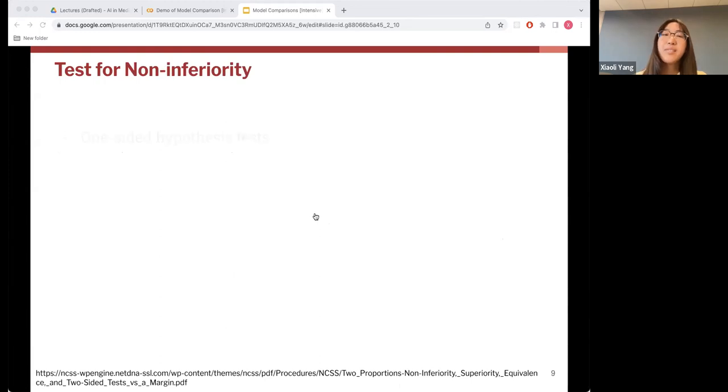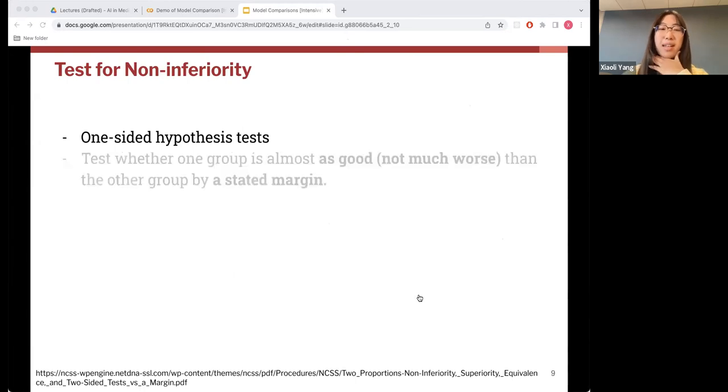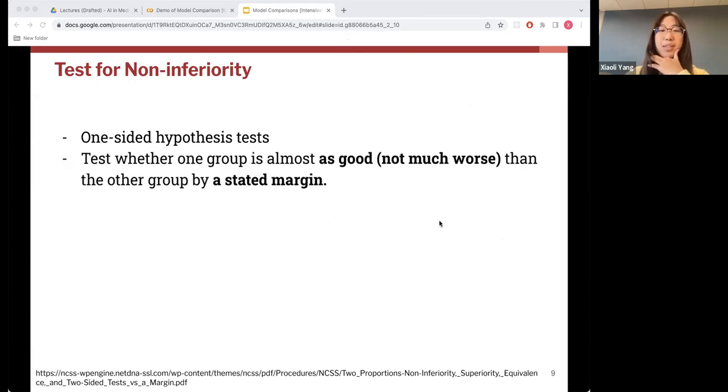Okay, next, test for non-inferiority. The test for non-inferiority is, again, a one-sided hypothesis test. It aims to test whether one group is almost as good as the other group by a stated margin. By as good, we mainly mean not much worse, and the much worse is defined by this stated margin.